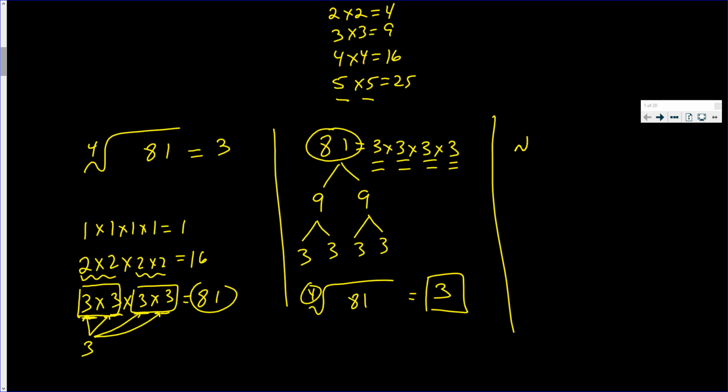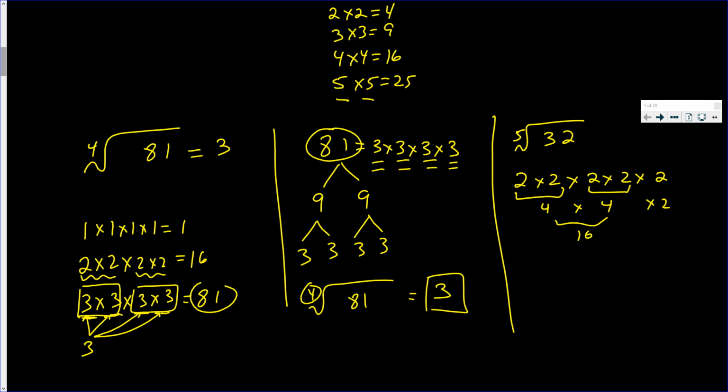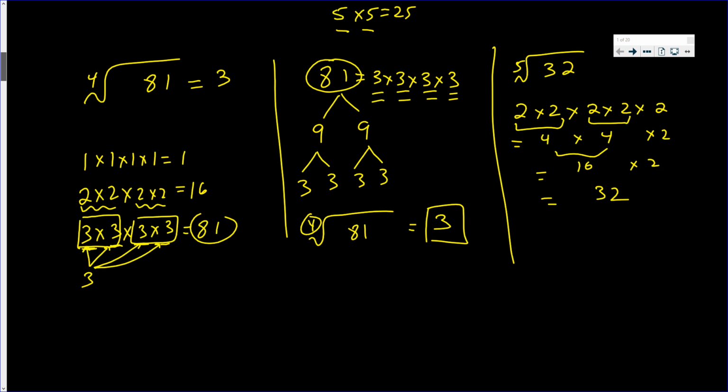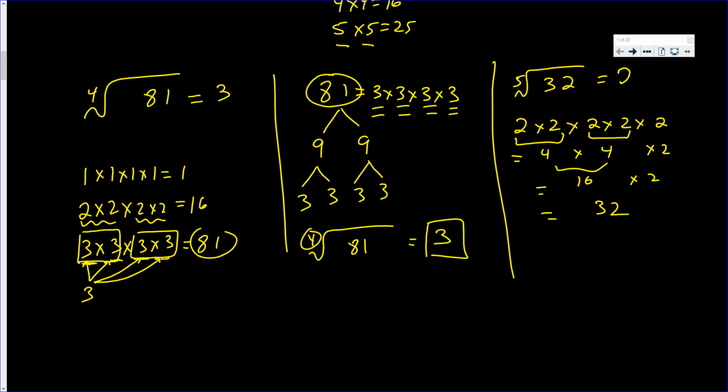Suppose you have the fifth root of 32. Well, let's try 2. I know 1 times 1, 5 times will be 1. You have 4 times 4, that's 16, times 2. Oh, look at that. That's 32. So what do I multiply by itself 5 times to get 32? 2. Another way of doing it is to do it in reverse order.